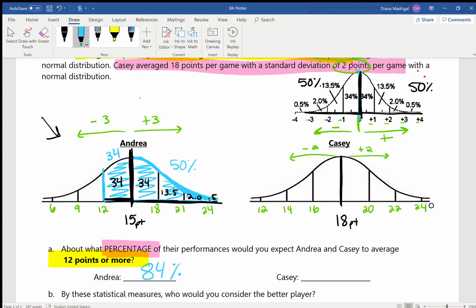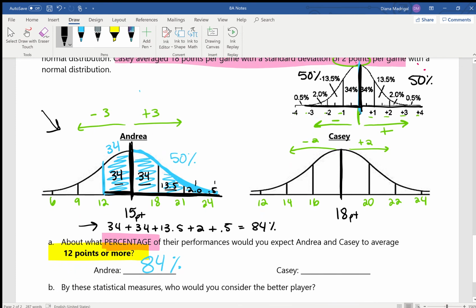Again, if you don't understand how I got 50, easy. You don't have to complicate it. Just add all the numbers that we had: 34 plus 34 plus 13.5 plus 2 plus 0.5. This is all going to equal 84% as well. I just don't want you to do extra work, but if you can't picture where the 50% is, then don't worry, just add all the numbers. Once you add them all together, it's going to give you 84 still, so it doesn't matter. All right, that's for Andrea.